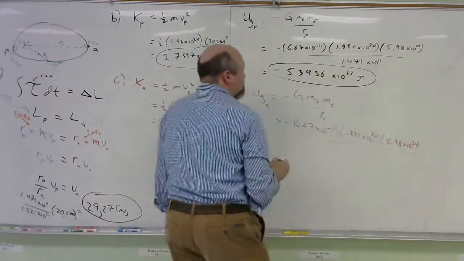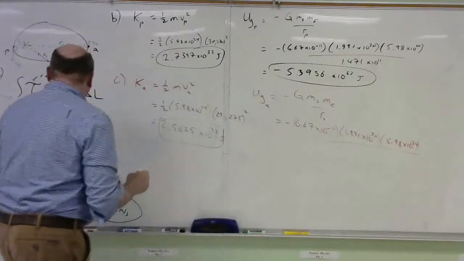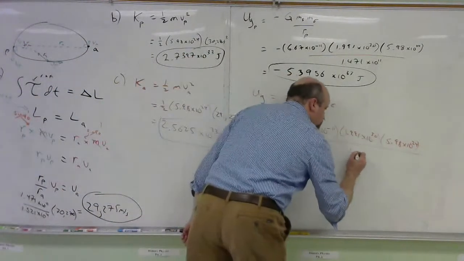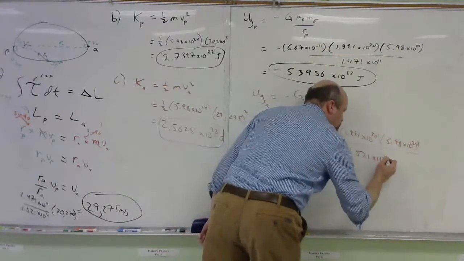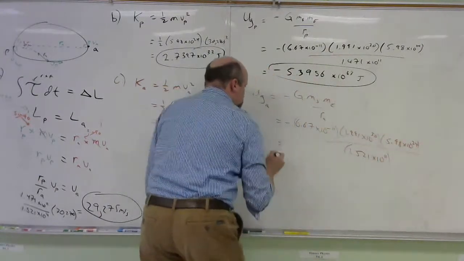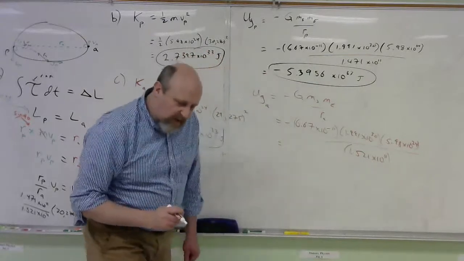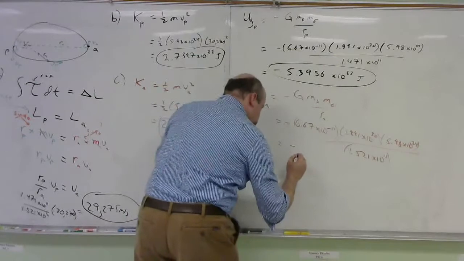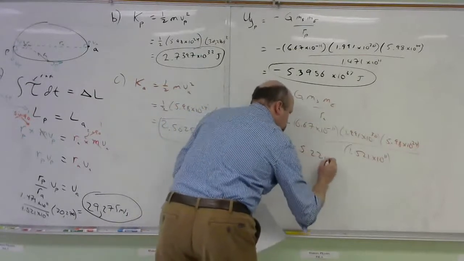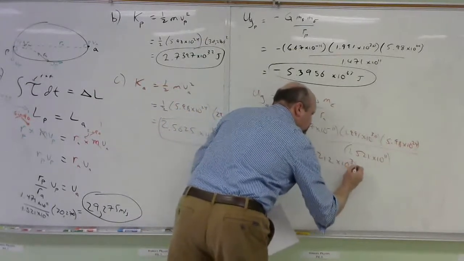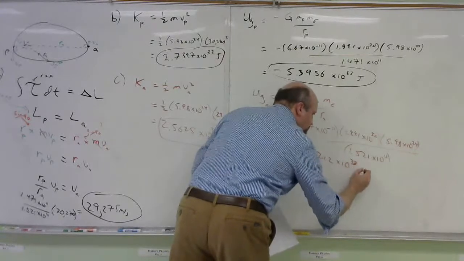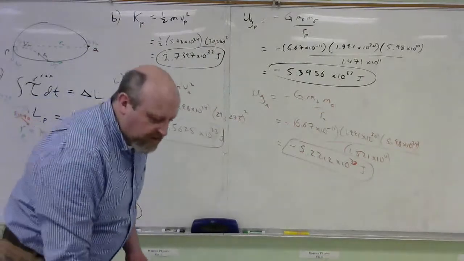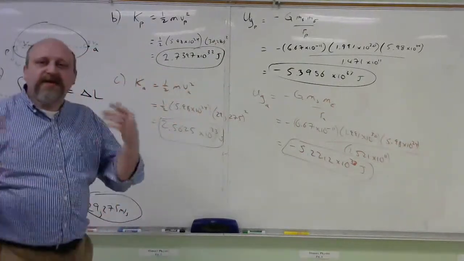Now I'm going to divide by the distance at aphelion. They told us that that value was 1.521 times 10 to the 11 meters. And I punched that in my calculator, and what I came up with was negative 5.2212 times 10 to the 33rd joules. Shoo! Okay, that was parts B and C. Now part D, they ask, is energy conserved?